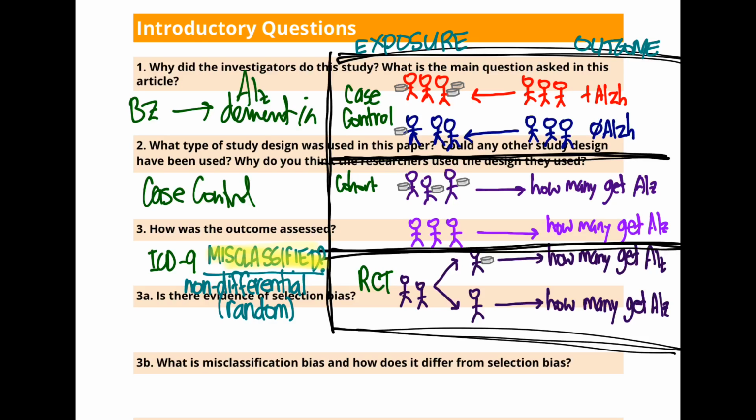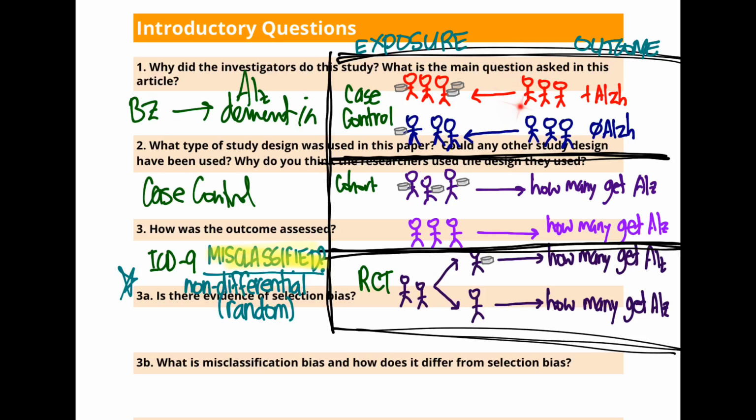That's one of our little star points that we want to make sure that you get in this video. Okay, the next question says, is there evidence of selection bias? So we're going to be talking about another kind of bias here. Selection bias is if the controls and the cases were selected from two different groups.